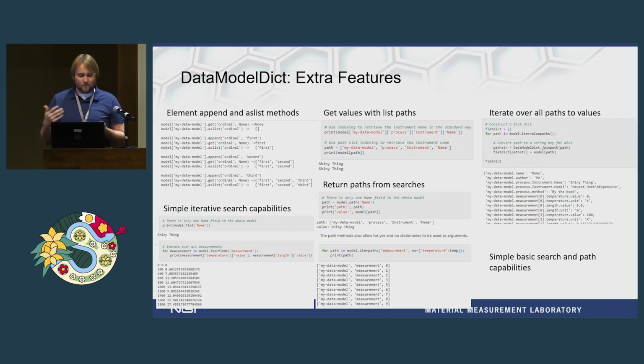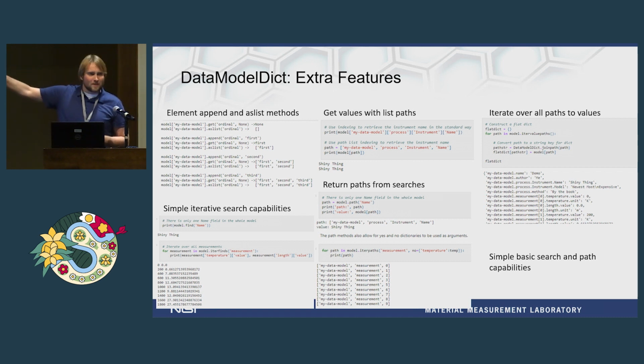The class itself has a few extra features, such as some simple iterative down-the-path tree-like searches to find elements that you are looking for. You can either return the value that is found or the path to that value, which then allows you to do more complex searching and exploration.